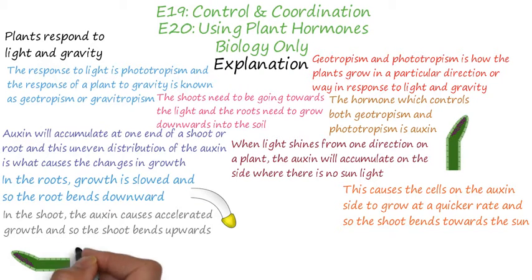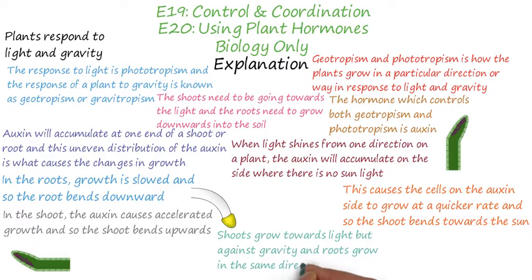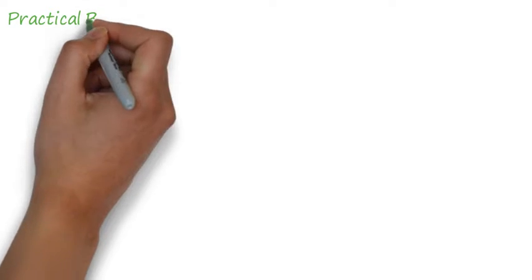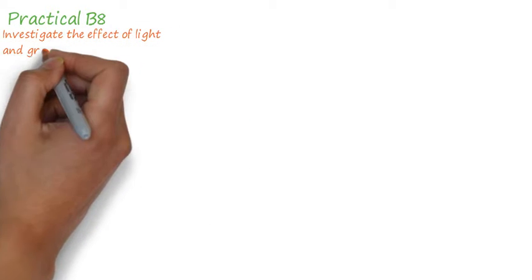On the other hand, in the shoot, the auxin causes accelerated growth, and so the shoot bends upwards, causing the shoot to grow in the opposite direction to gravity. So this means that shoots grow towards the light but against gravity, while roots grow in the same direction as the force of gravity. The next required practical is on this topic.